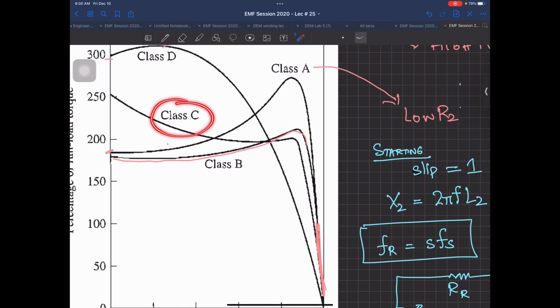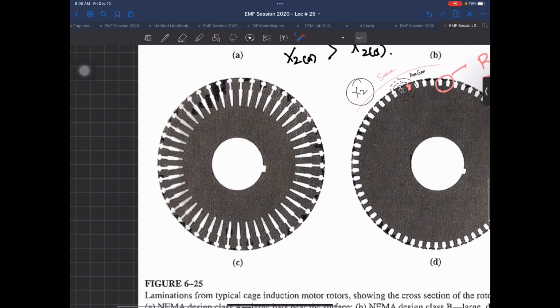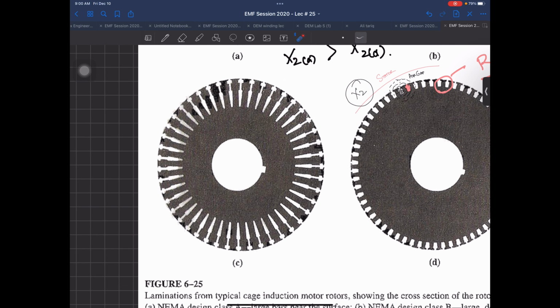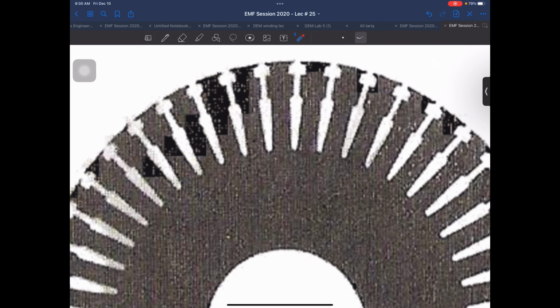But now the important thing is what has happened in class C. In class C, you have achieved a high starting torque and you have also achieved a low slip region. How is this done? Let's go on to this one. Here in design class C, you have made a 2-slot mechanism. What does this mean? This means that you have taken one slot and made it into 2 slots. This type of slot is called a double slot mechanism.